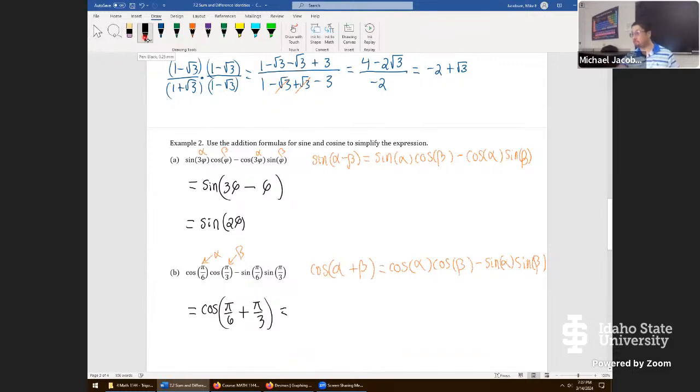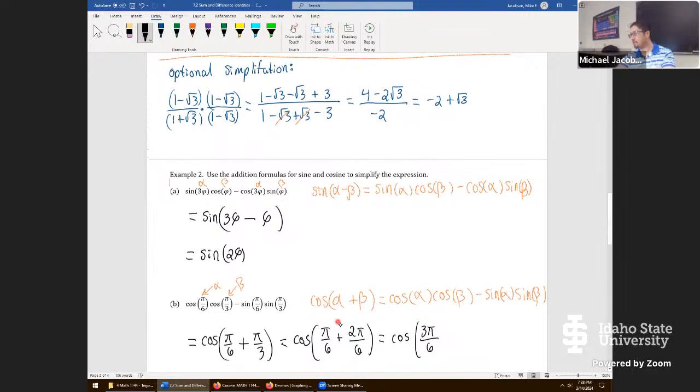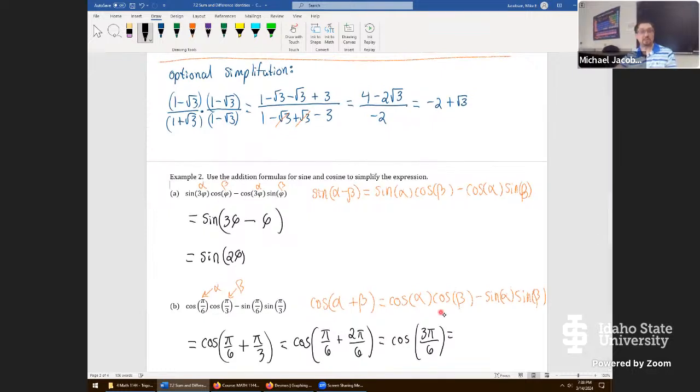We can add those angles together and get cosine pi over 6 plus, multiply this one by 2 over 2 to get the common denominator. It's now 2 pi over 6. Now in the middle, we can add up the fractions following order of operations to get cosine 3 pi over 6. But let's continue to simplify. 3 pi over 6 is pi over 2. And we know cosine of pi over 2 is 0.